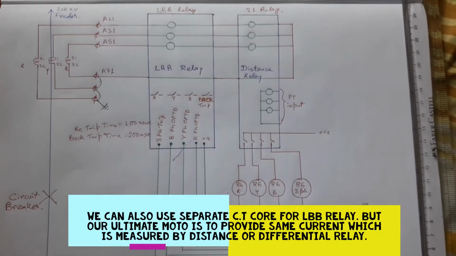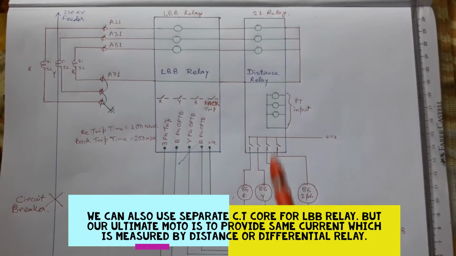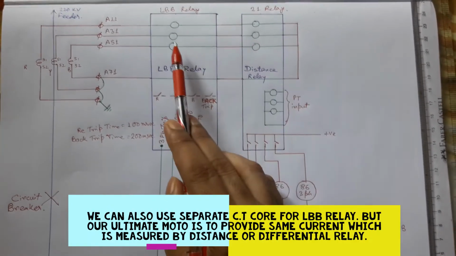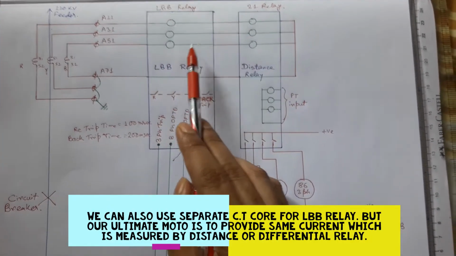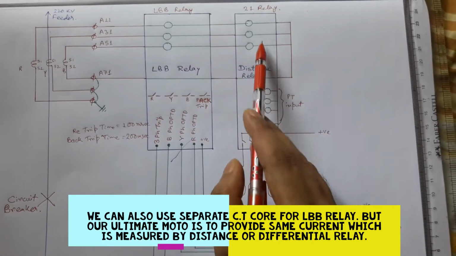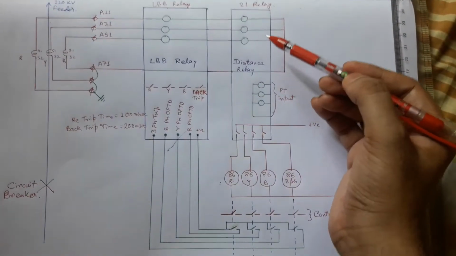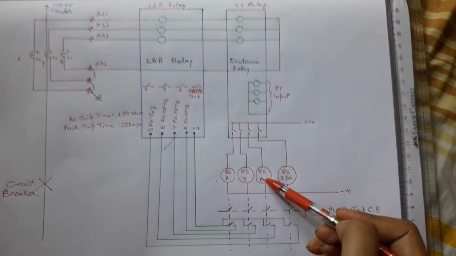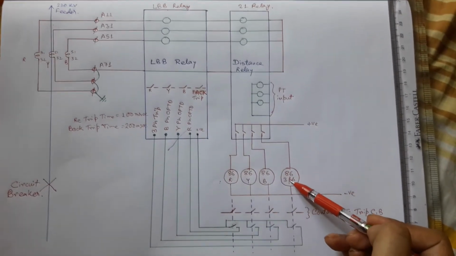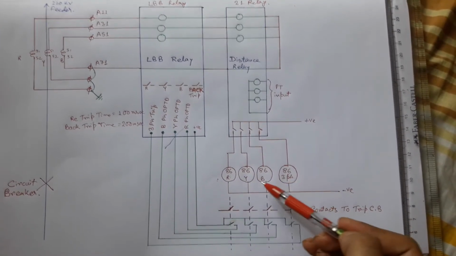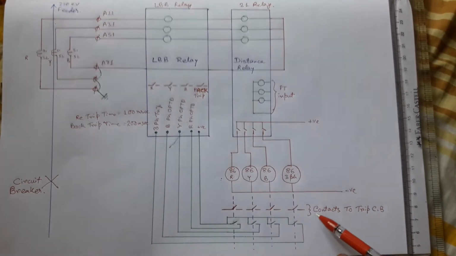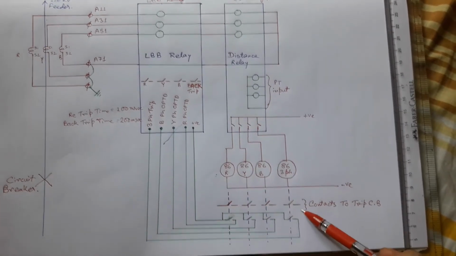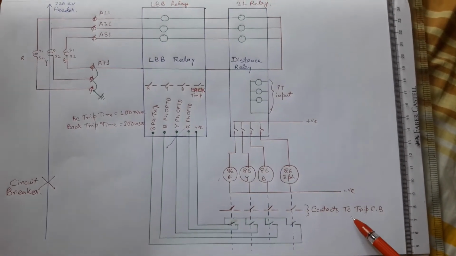This is a simplified circuit diagram of LBB protection, where the LBB relay is connected in series with the distance protection relay such that it can measure the same current which is also measured by the distance relay. Notice that this distance protection relay is connected with 3 single phase 86 relays and 1 three phase 86 relay. These 86 relays are responsible for tripping the circuit breaker because their contacts provide a trip pulse to the circuit breaker trip coil.